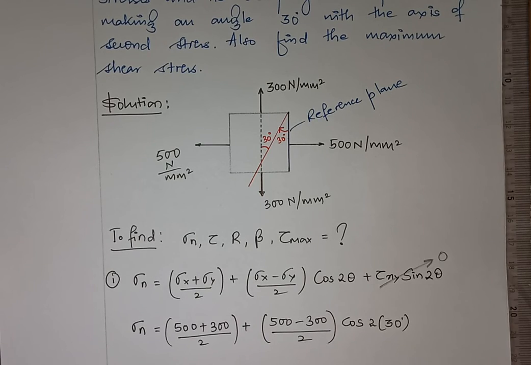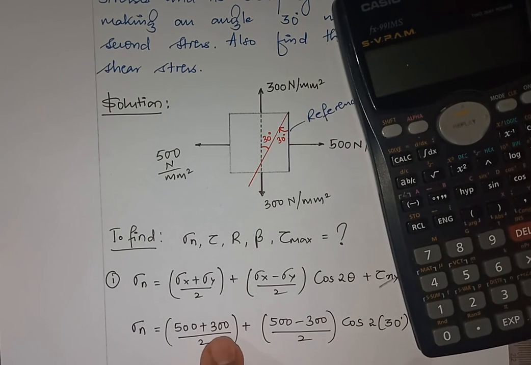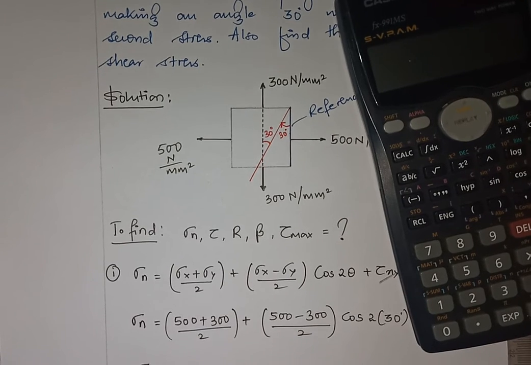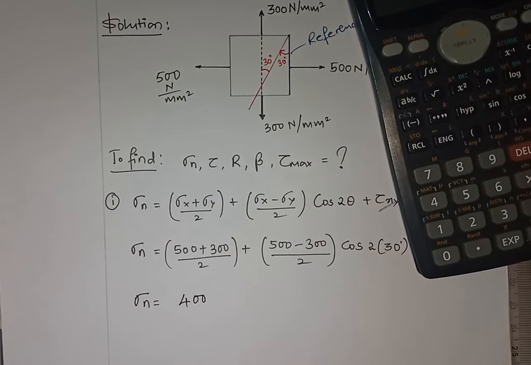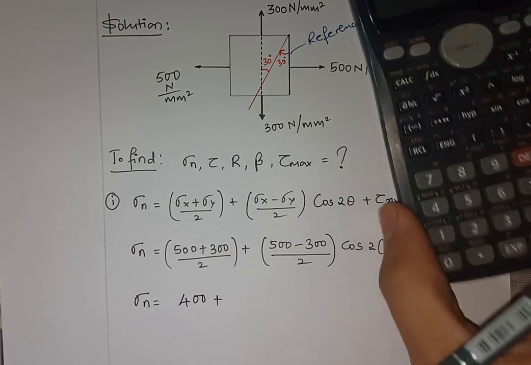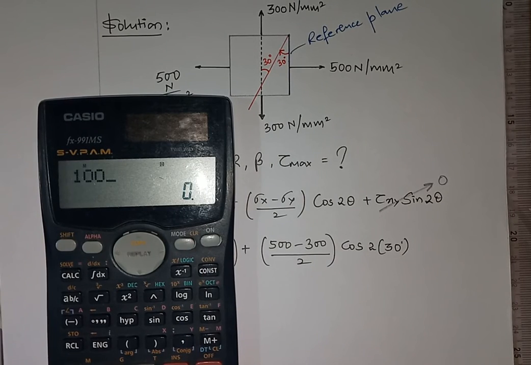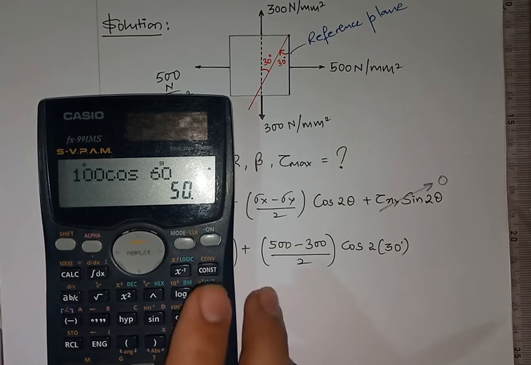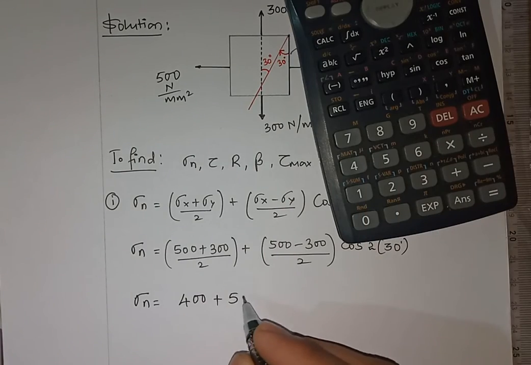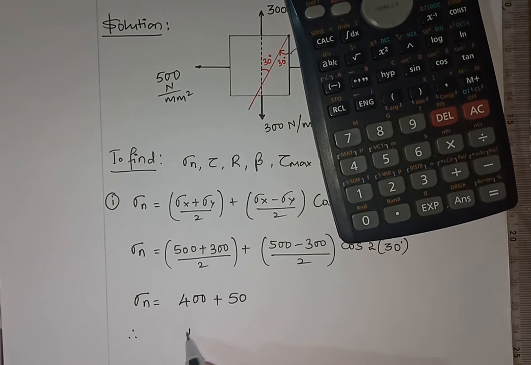So let me check out what will be sigma n in this case. If I operate my calculator, this is 500 plus 300, 800 divided by 2, which is 400. So this is 400 plus 500 minus 300 is 200 divided by 2 is 100 cos 60. So it is plus 50. Therefore, the value of sigma n is 450 Newton per mm square.